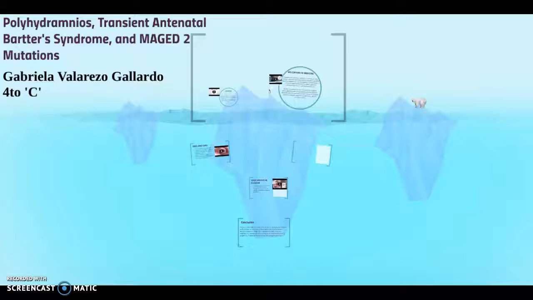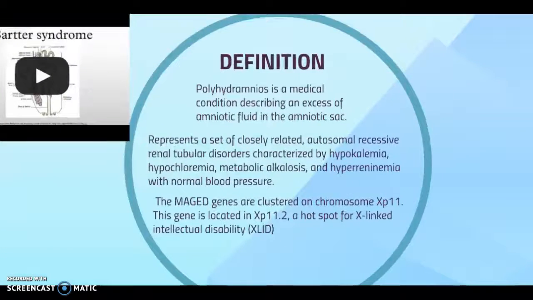Gallardo. My topic is polyhydramnios, transient antenatal Bartter syndrome and the MAGE2 mutations. The definition of polyhydramnios is a medical condition describing an excess of amniotic fluid in the amniotic sac.